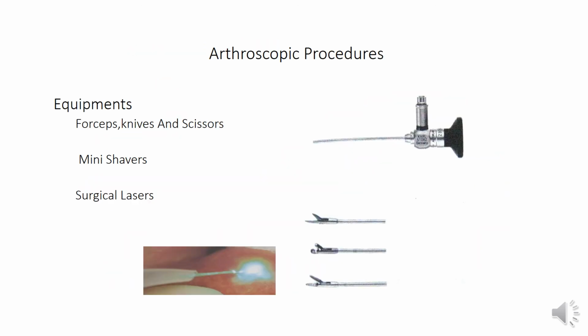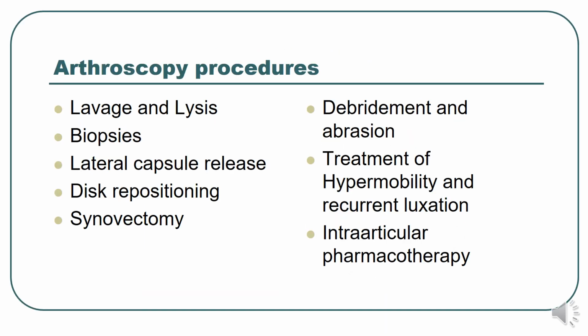So this is the equipment. It has forceps, knife, and scissors. Depending upon the type of procedure, you can have that attached to the scope, or you can use a laser or mini shaver through this arthroscopy. These are the list of arthroscopic procedures that can be done.